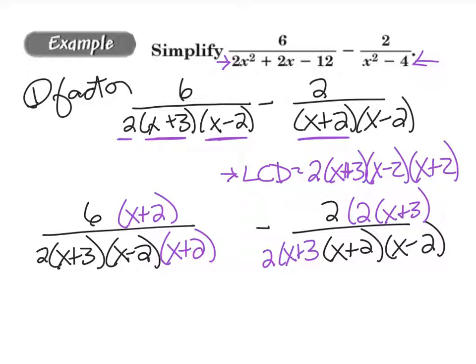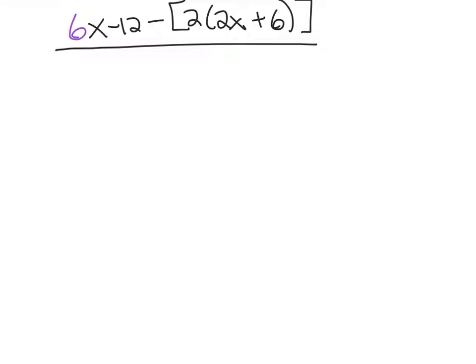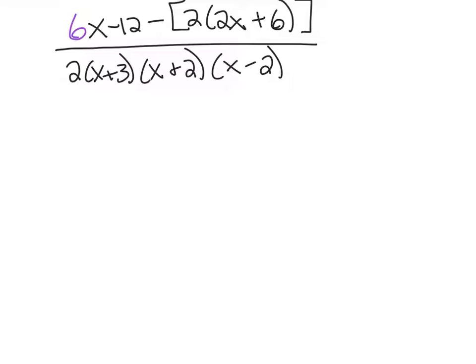Now I can combine my numerators and keep my common denominator. So I'm going to do that on the next slide. When I combine or simplify my numerator, I want to keep that in x or in black. I'm going to have 6x minus 12 minus, we're going to have to distribute that negative, so be careful with the minuses here, 2 times 2x plus 6. Okay, and this is all going to be over my common denominator. So I'm writing my numerator together, and I'm writing it all under my common denominator.